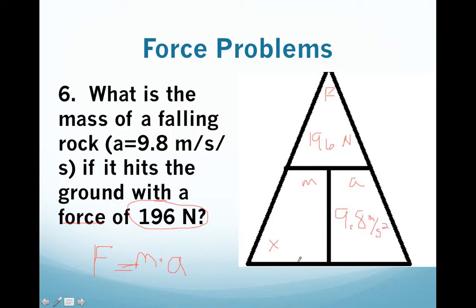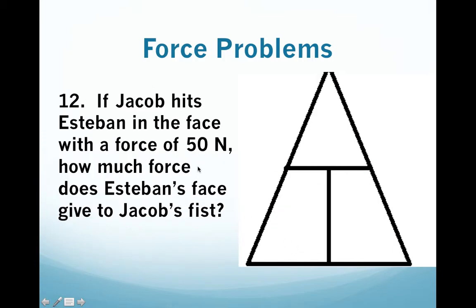So using your calculators, now you see when I set this up, we're going to divide. One is on top of the other. So we plug in 196 and divide it by 9.8. When I do that, I get 20 as my numerical value, and mass is measured in kilograms, so it's 20 kg.